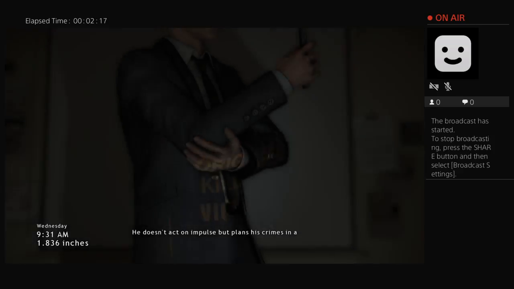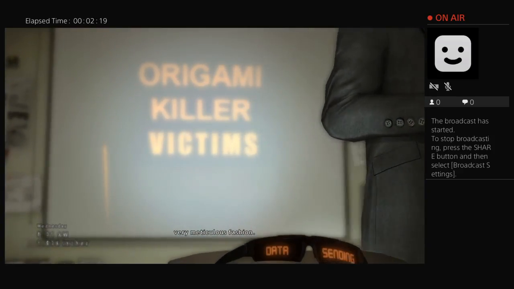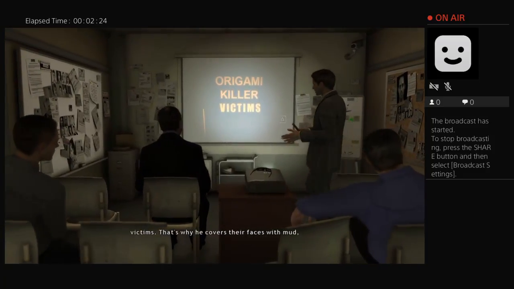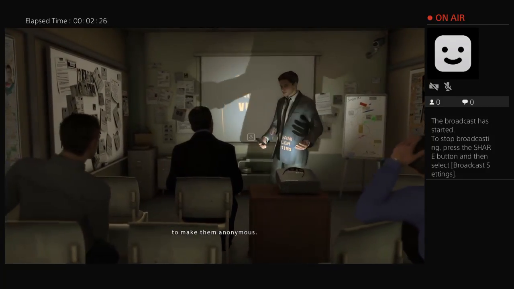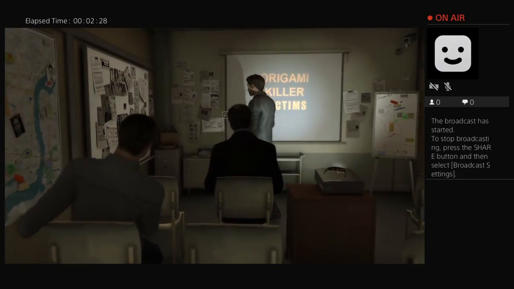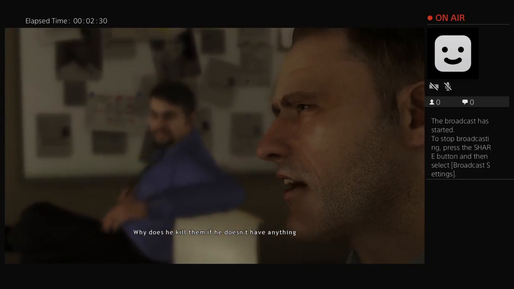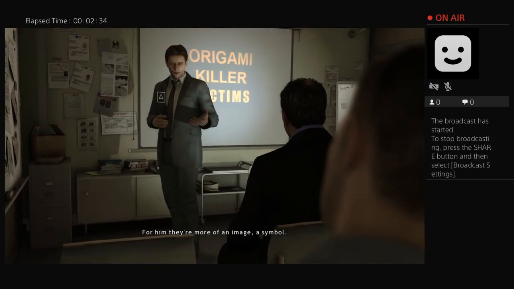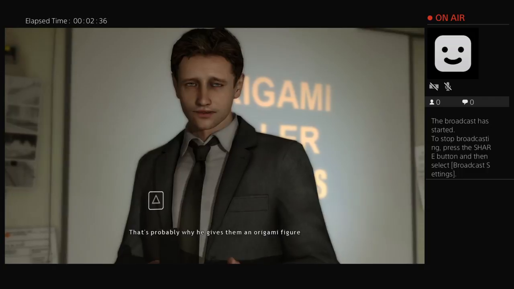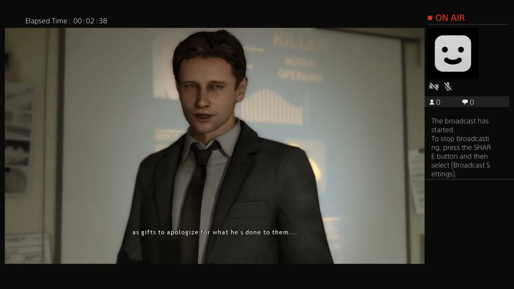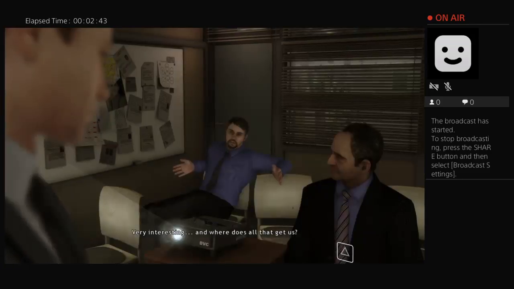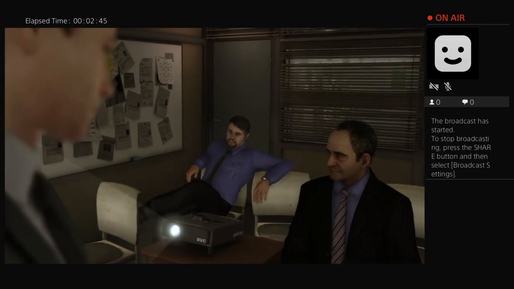The killer is white, aged between 30 and 45. He doesn't act on impulse, but plans his crimes in a very meticulous fashion. He doesn't have anything personal against the victims. That's why he covers their faces with mud, to make them anonymous. Why does he kill them if he doesn't have anything against them? For him, they're more of an image, a symbol. That's probably why he gives them an origami figure and an orchid as gifts to apologize for what he's done to them. Very interesting. And where does all that get us?